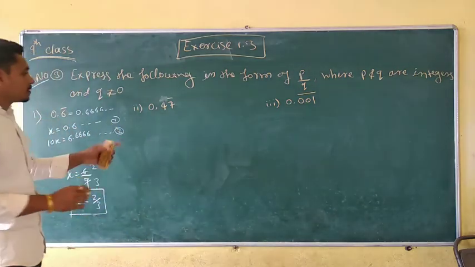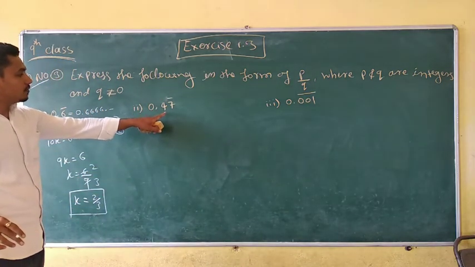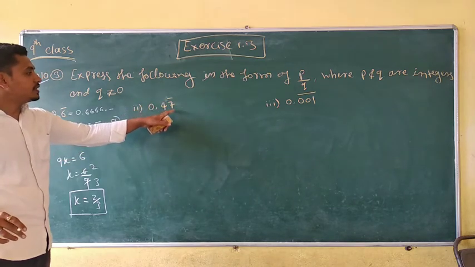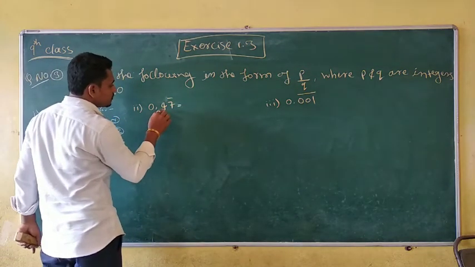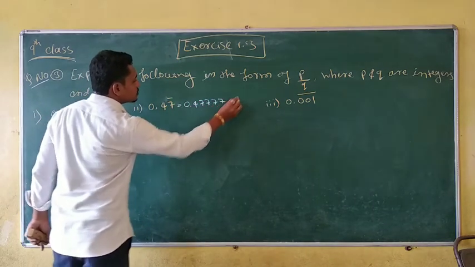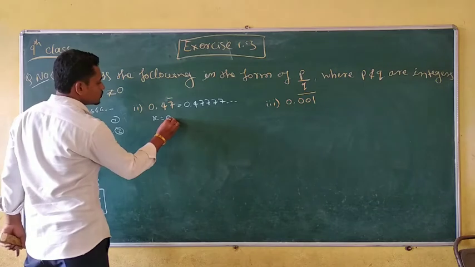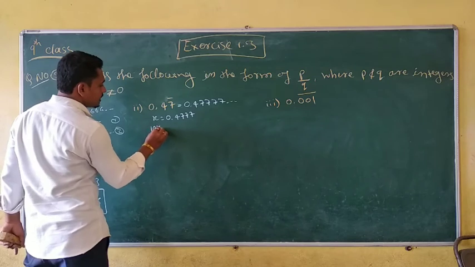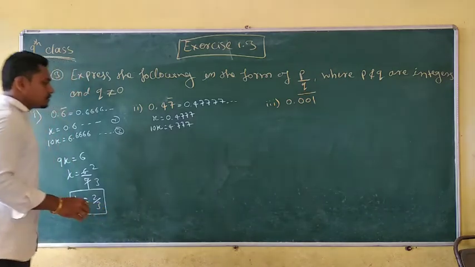See here, 0.47 bar. Only the bar is on the 7 only. So the value of 0.47 bar means 0.47777, like this. Is it right? So next, here x is equal to 0.4777. Therefore, 10x is equal to 4.777.